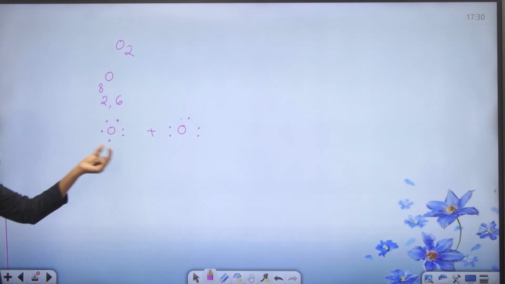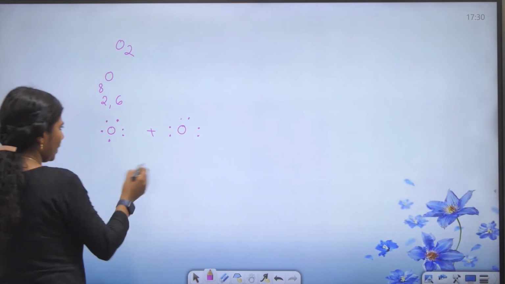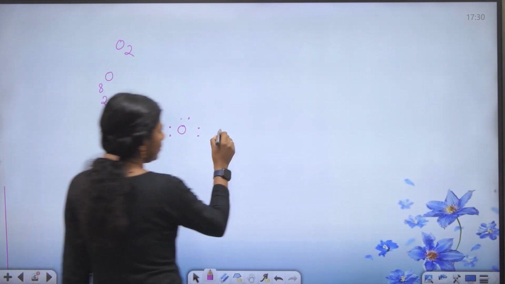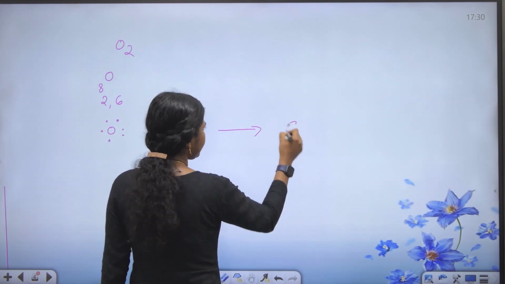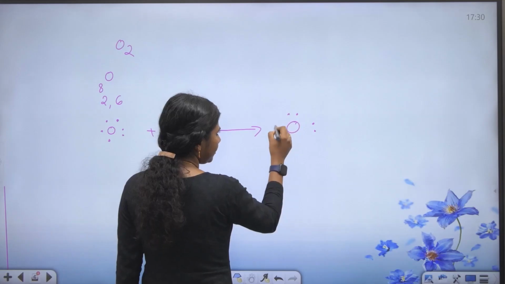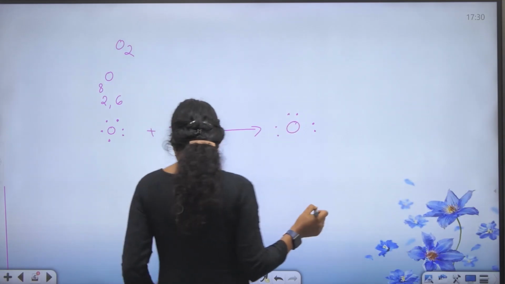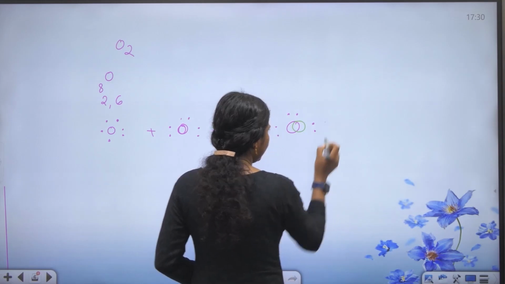So these two oxygen atoms share 2 pairs of electrons. Two pairs of electrons means 4 electrons. First oxygen has 6 valence electrons, and the green one is the second oxygen.